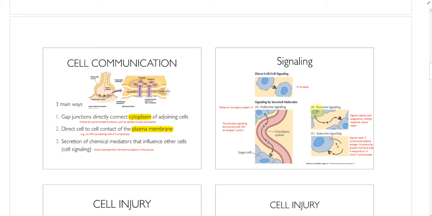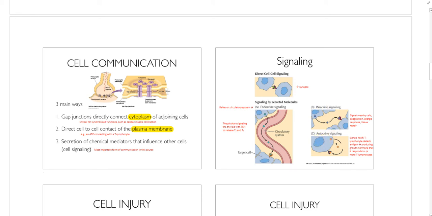So the next would be paracrine signaling. This would be signaling of nearby cells and does not rely on the circulatory system. So they're going to be traveling through perhaps the intercellular matrix and the interstitial fluid, anything like that. And this is going to be used for things like coagulation, allergic response, tissue repair. Those are all examples of paracrine signaling.